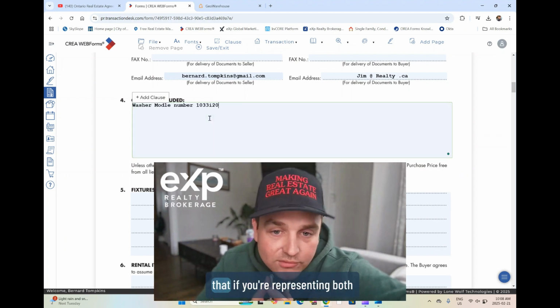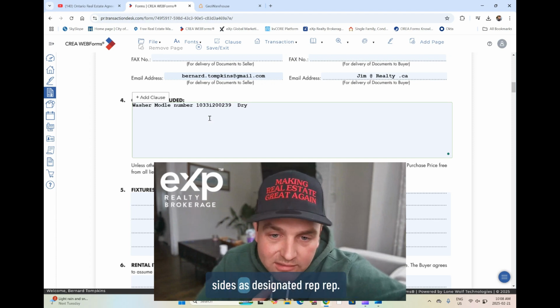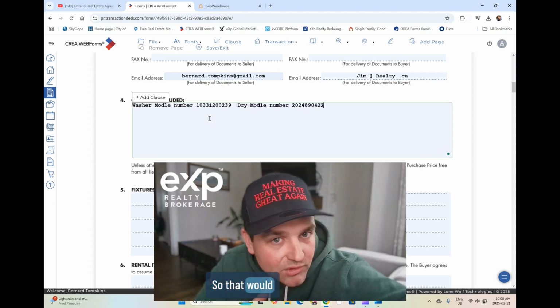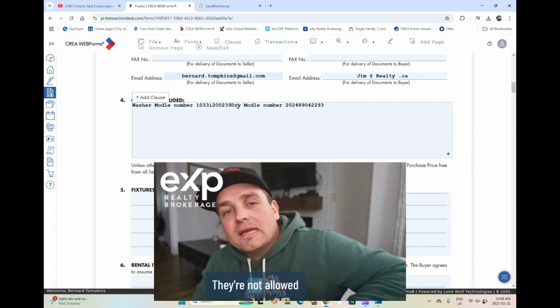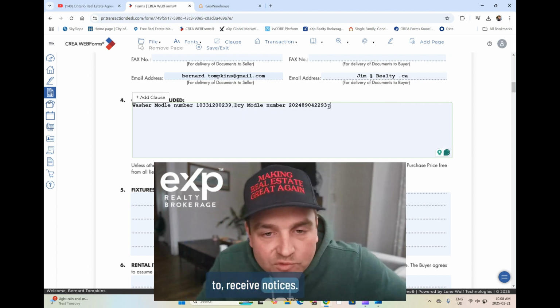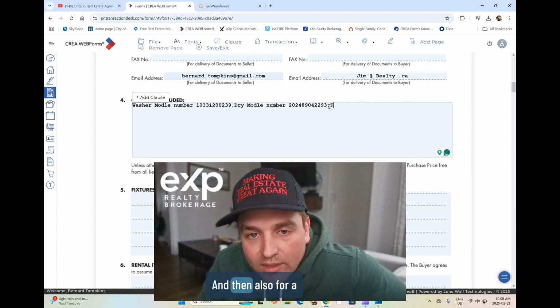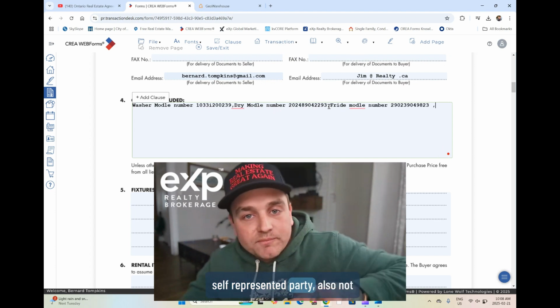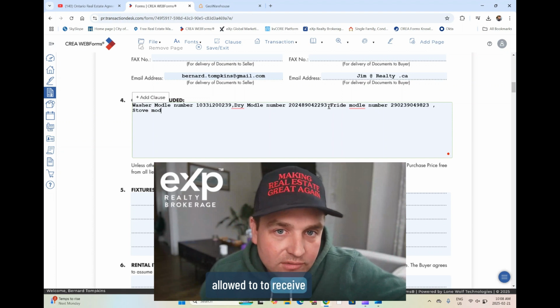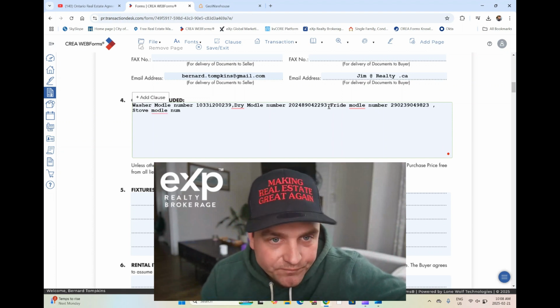Not allowed to do that if you're representing both sides as designated rep. So that would be multiple representation. They're not allowed to receive notices. And then also for a self-represented party, also not allowed to receive notices or give notices.